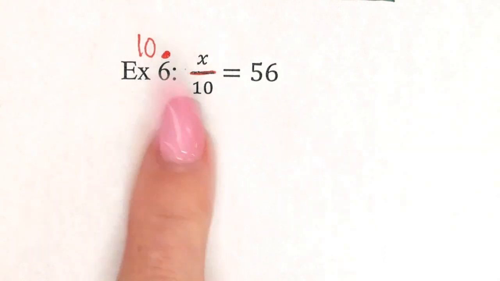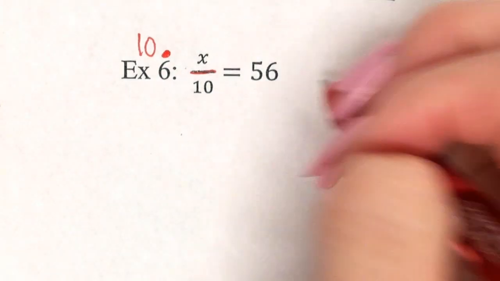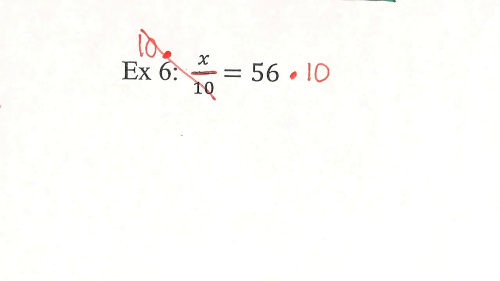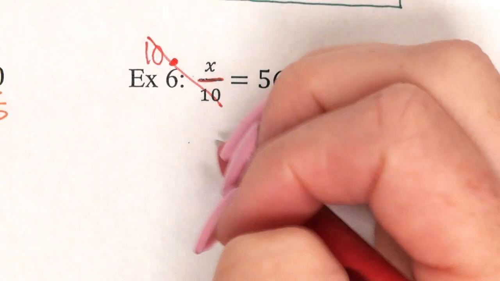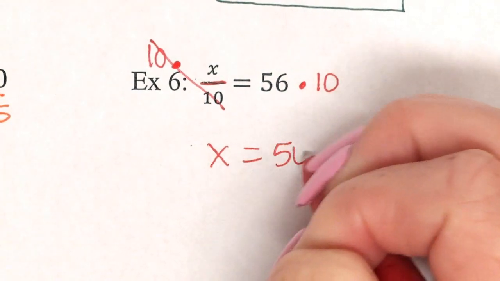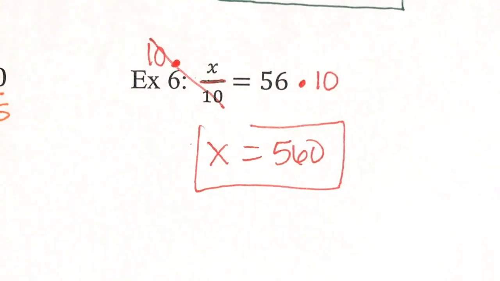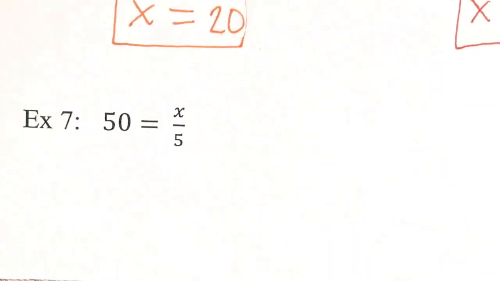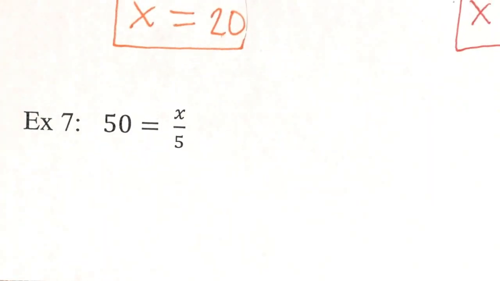Whatever I do to the left, I have to do to the right. This cancels out. It becomes 1. And 1 times x is x. So x is equal to 56 times 10, which is 560. And the last one I want you to try on your own. It is written backwards. You're getting the x by itself, so you need to get rid of the 5. So go do it.